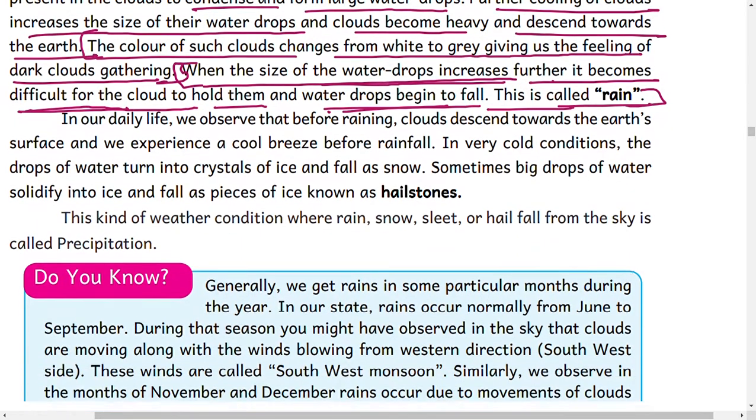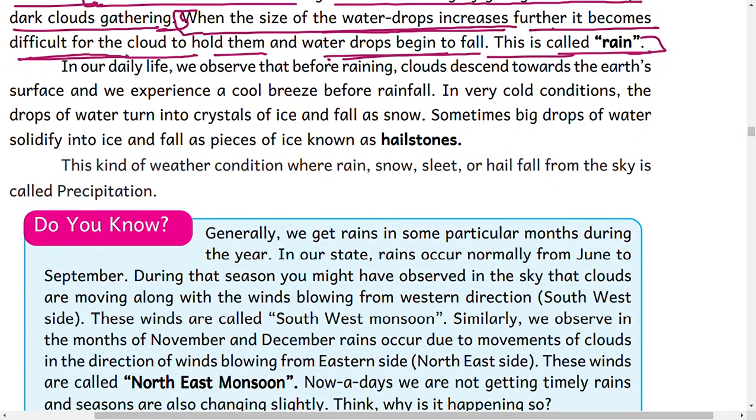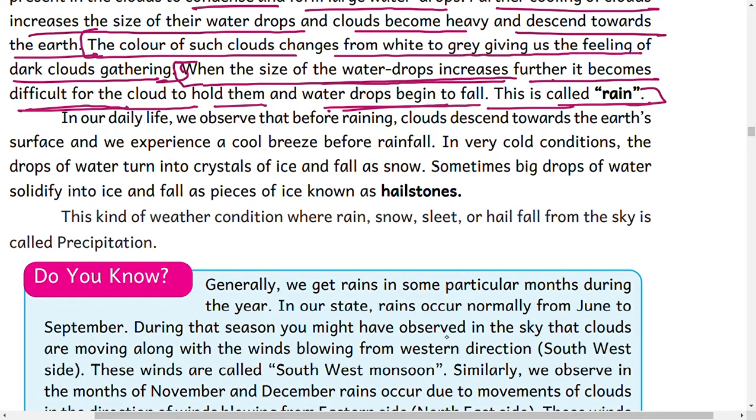In our daily life, we observe that before raining, clouds descend towards the earth's surface and we experience a cool breeze before rainfall. So before rainfall, the atmosphere becomes very cool, because of the cool breeze.